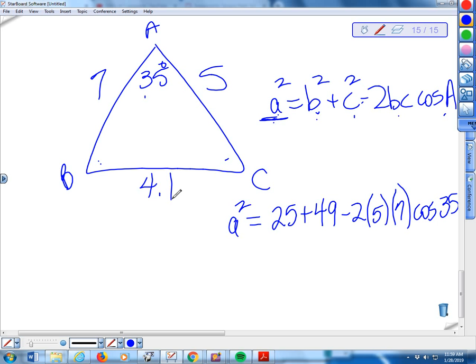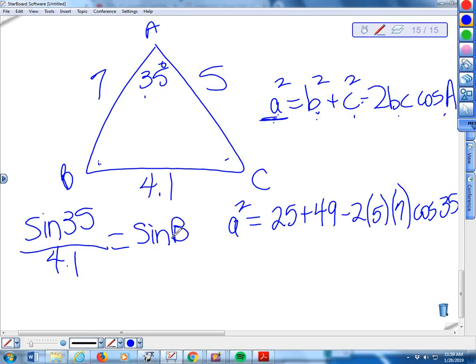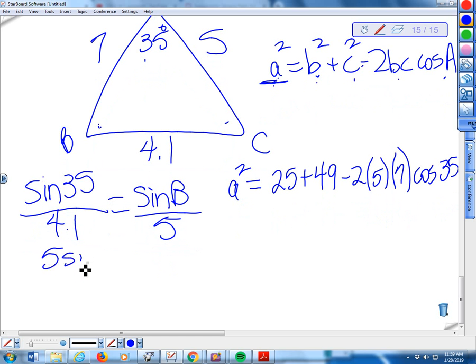Okay, now if I'm trying to solve this triangle, I'm still missing 2 angles. But I have this angle on the side opposite. So if I'm trying to find this angle, I can use the law of sines now. Because I can say sine 35 over 4.1 equals sine, I don't know, angle B. That's one of the 2 I'm missing. Over the side opposite angle B. Cross multiply. I get 5 sine 35 equals 4.1 sine B.